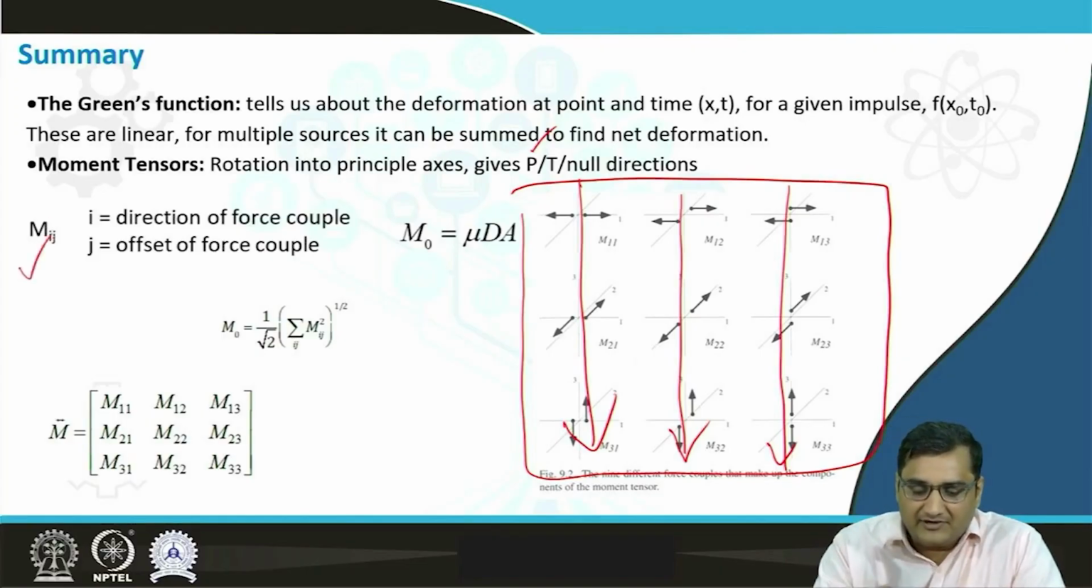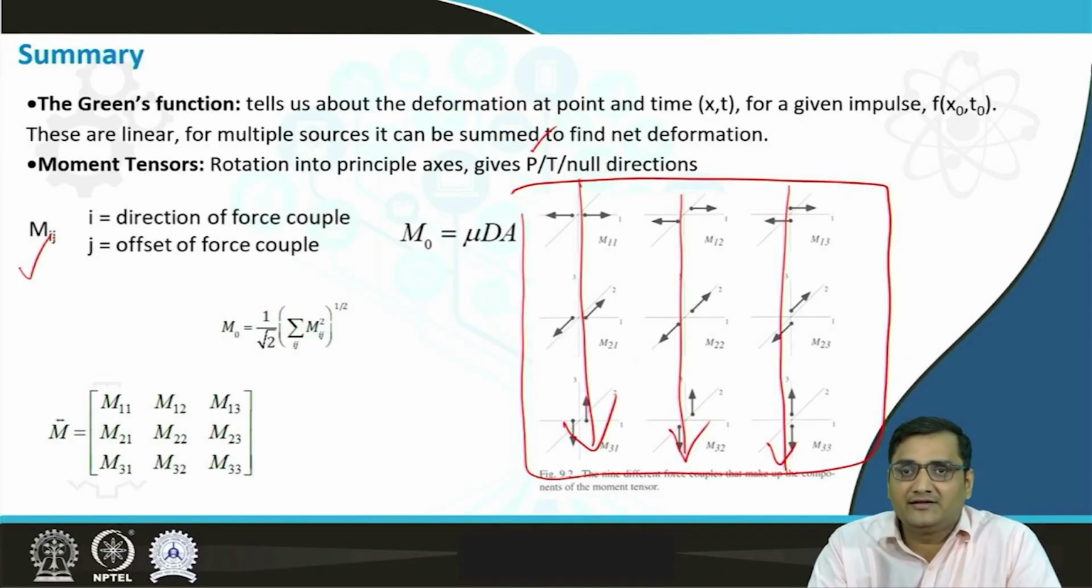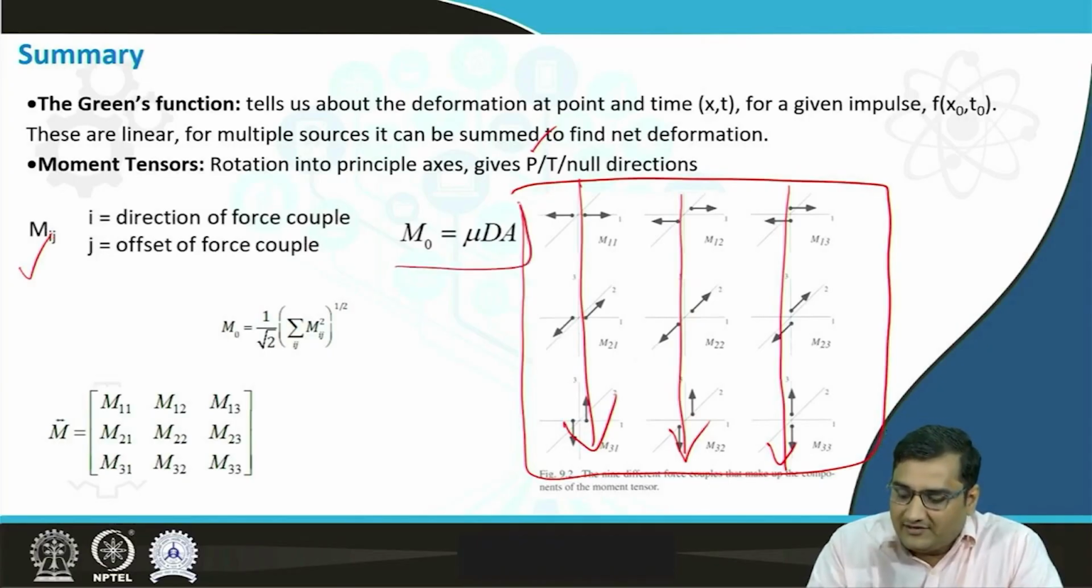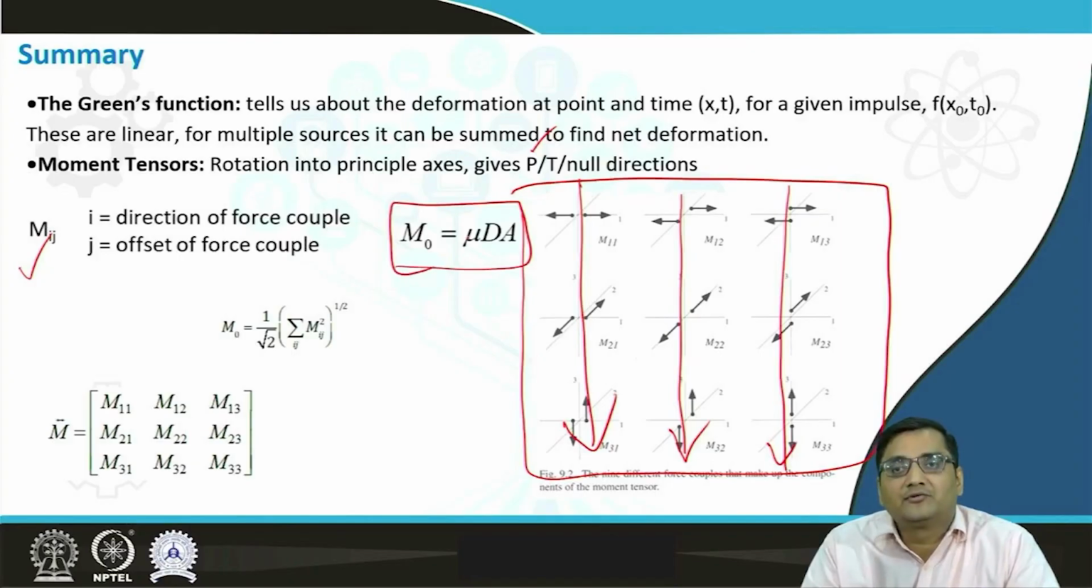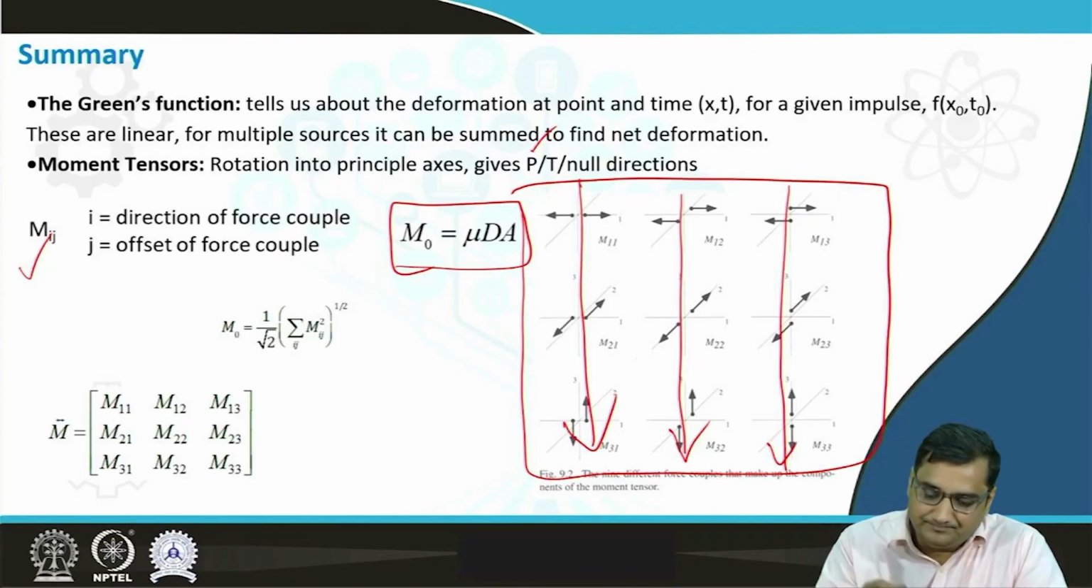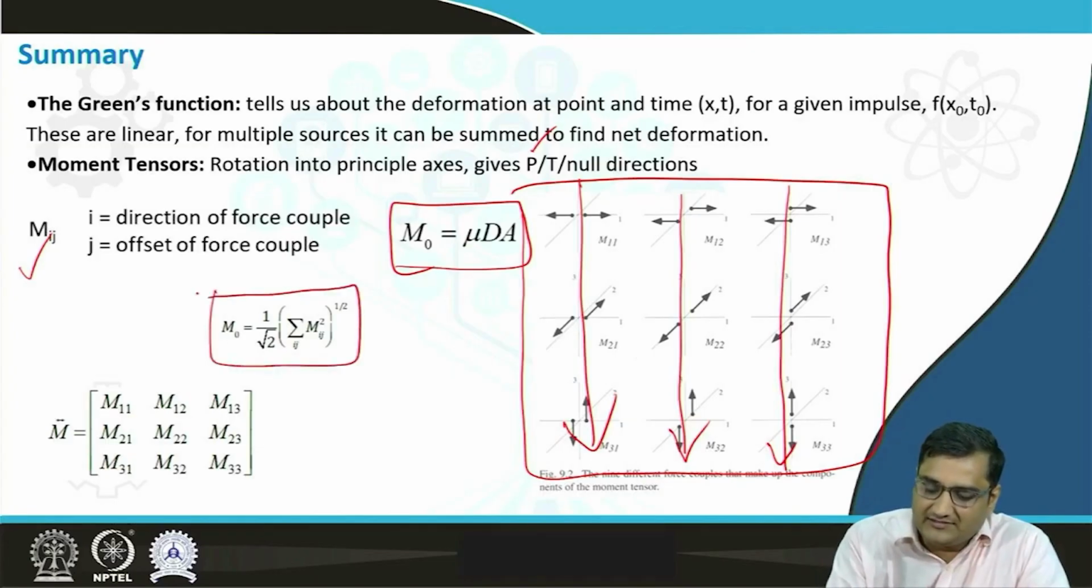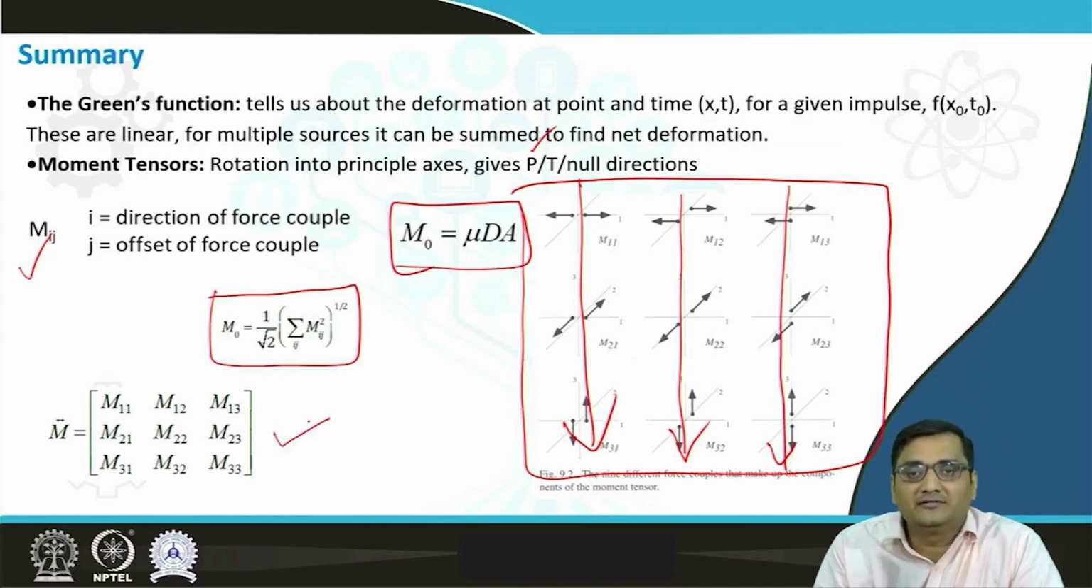Mij, in the subscript ij, where i is the direction of the force couple and j is the offset of the force couple, and the scalar moment M naught is the product of the shear modulus, slip and the area of the fault. It can also be represented by this expression, and in the tensor form it can be represented by this particular matrix.